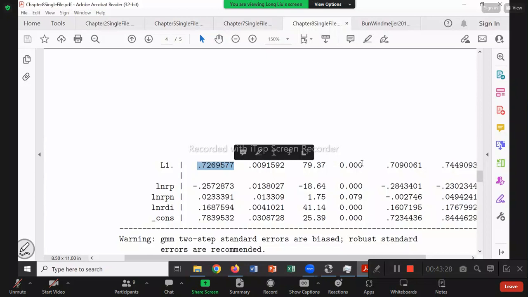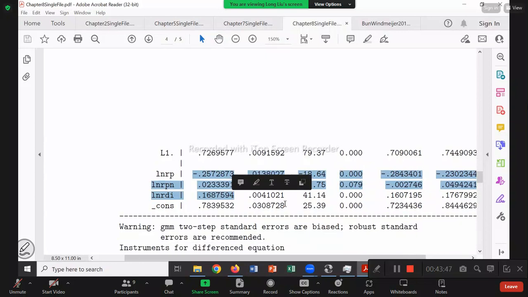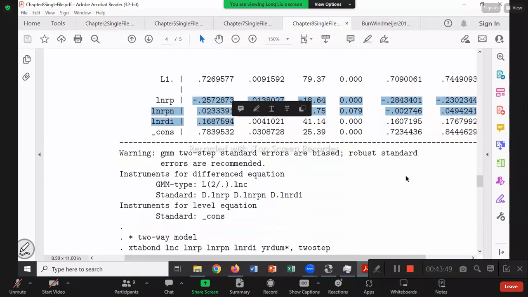Right, so the fixed effect overestimates everything a lot, and with the Arellano Bond estimator, now we recover the truth. The estimates are much smaller, right? Much smaller than fixed effect. That's basically the difference between fixed effect and the Arellano Bond estimator. So this is the one-way model.